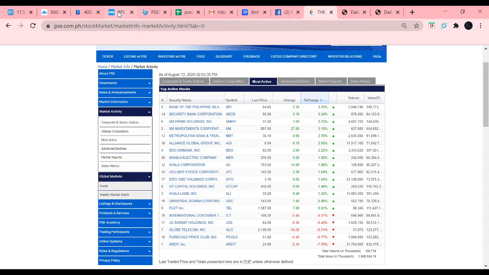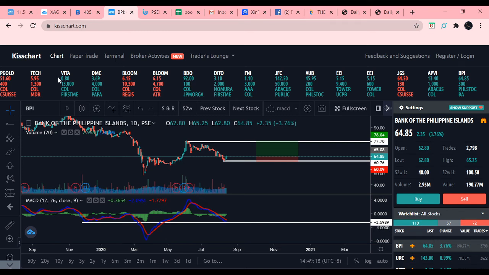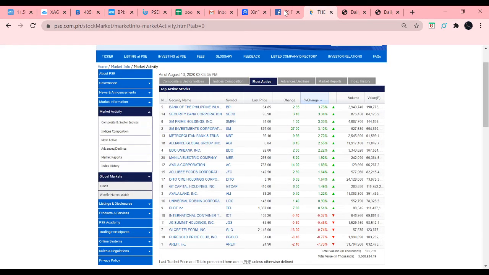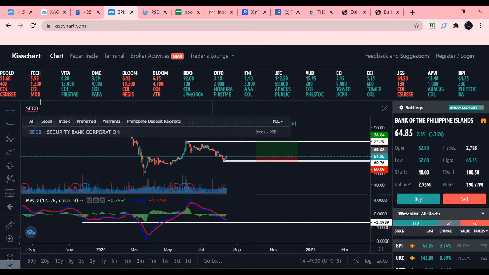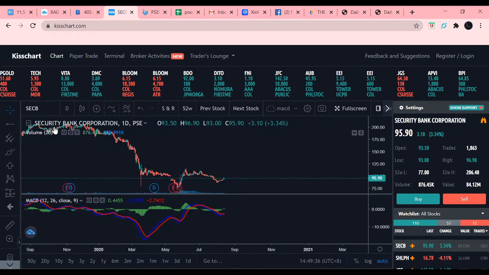And then, next after BPI is another bank, SECB. SECB and SMPH and the SM. I think yun lang. Banks ulit. So, tiga-apat lang na up and tiga-apat lang na down. I think tama na yun. So, SECB, SMPH at saka SM. SECB muna. SECB. So, this is also another bank. So, tignan nga natin kung ano nang nangyari sa kanya.